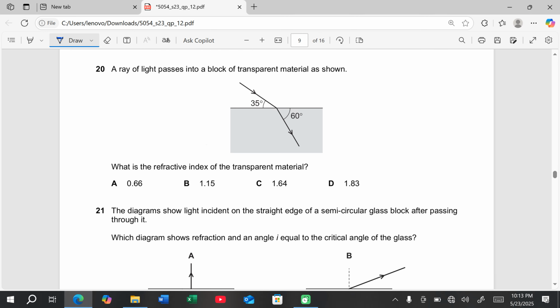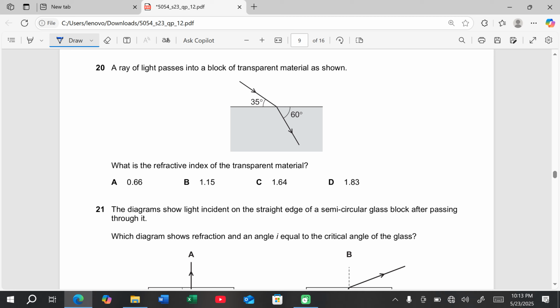A ray of light passes into the block of transparent material as shown. What is the refractive index of the transparent material? First of all, you're going to draw a normal here. So that is going to be 55, your angle of incidence, and 30, your angle of refraction. So sine 55 over sine 30. When you solve this, you're going to get the answer.